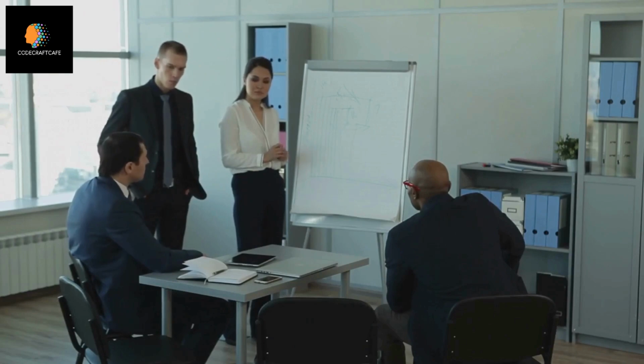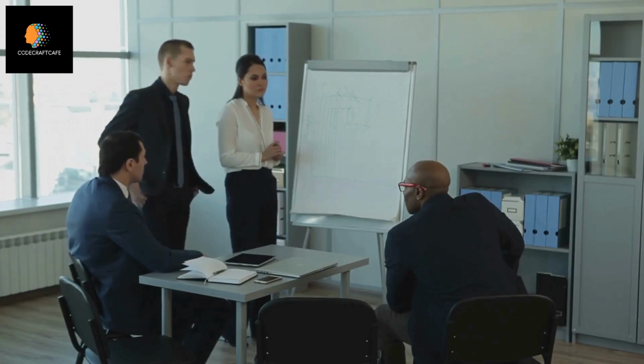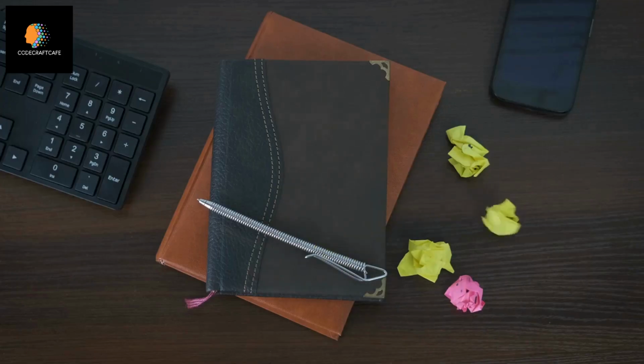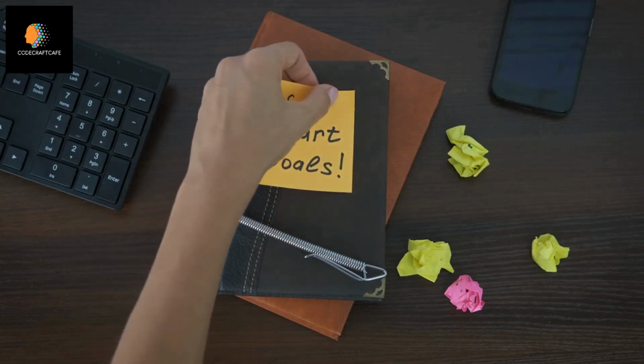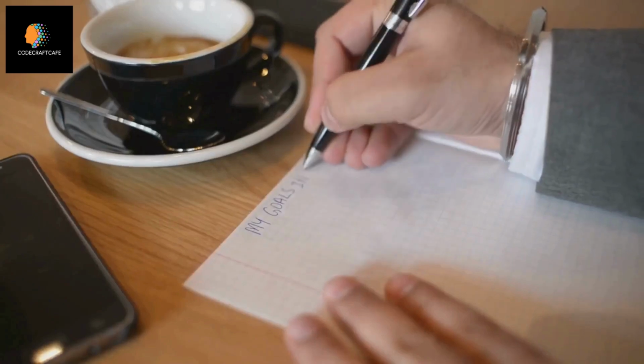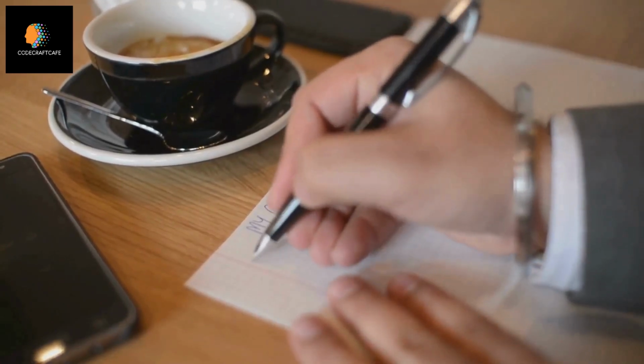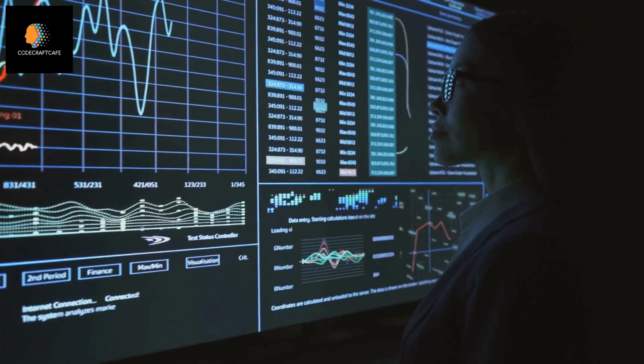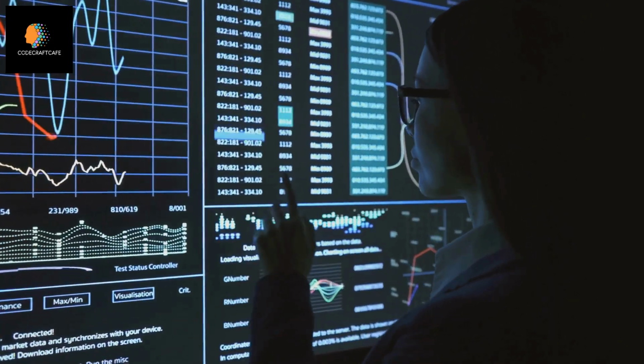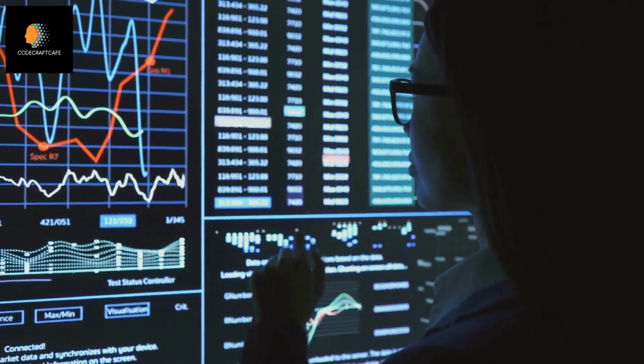Now that you know who you're targeting, it's time to set some goals. And not just any goals, we're talking about SMART goals. Specific, measurable, achievable, relevant, and time-bound. Don't fall into the trap of setting vague goals like get more leads. How many more leads? By when? Without clear targets, it's impossible to track your progress or know if your campaign is actually working.